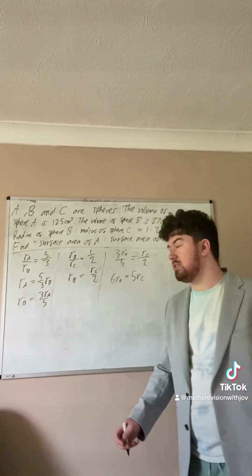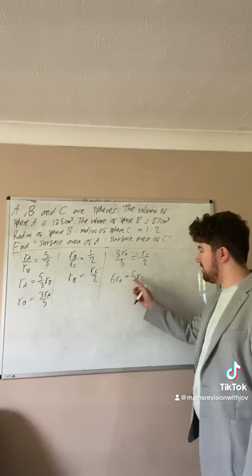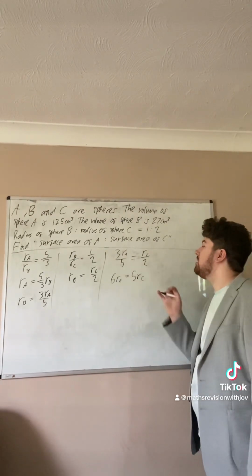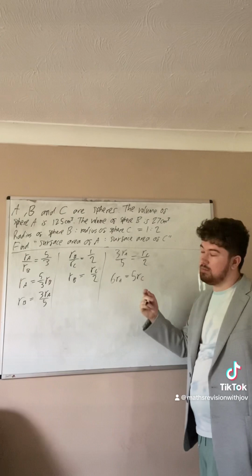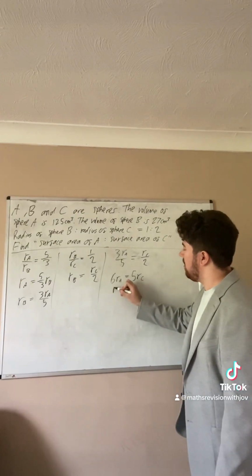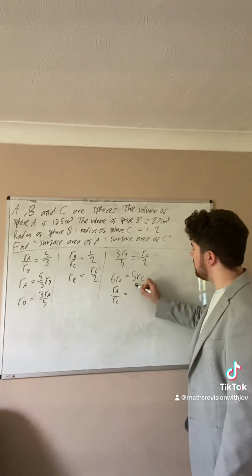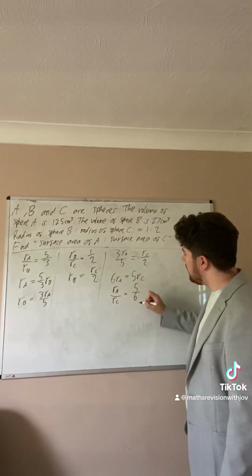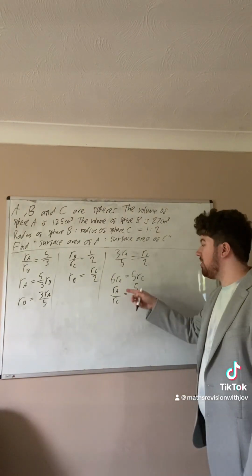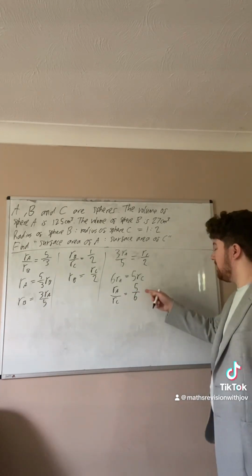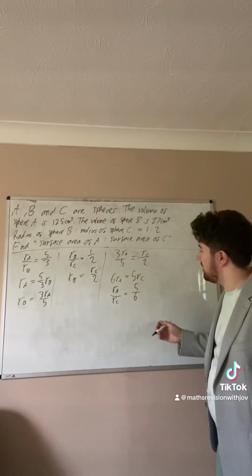Now we can find the ratio of RA to RC. We can do that by dividing by RC on both sides, and to get rid of the 6 we can divide by 6 as well. So we get that RA divided by RC is 5 over 6, and what that means is the ratio of the radius of sphere A to the radius of sphere C is 5 to 6. It's in the ratio 5 to 6.